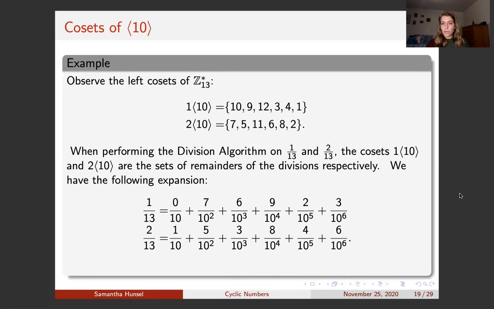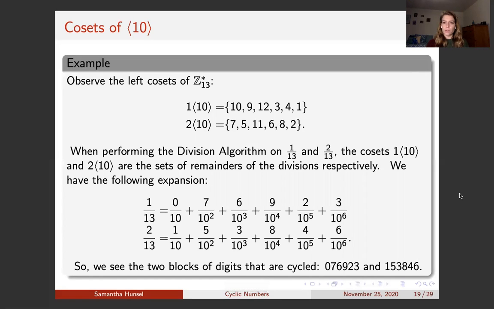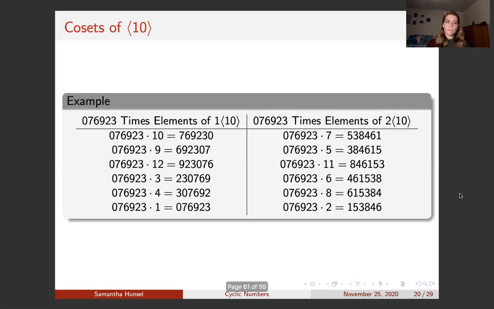When we continue the division algorithm and look at the quotients, we do get the following expansion. And you can see our 2 numbers that are cycled are 76923 and 153846 there in our numerators. And just to show you, if we take 076923 multiplied by the elements of the cosets, which I highlighted in red there, we get our 2 different cycles of numbers, and they're the remainders, which makes sense with our last example of looking at the remainders of 13ths in this case.